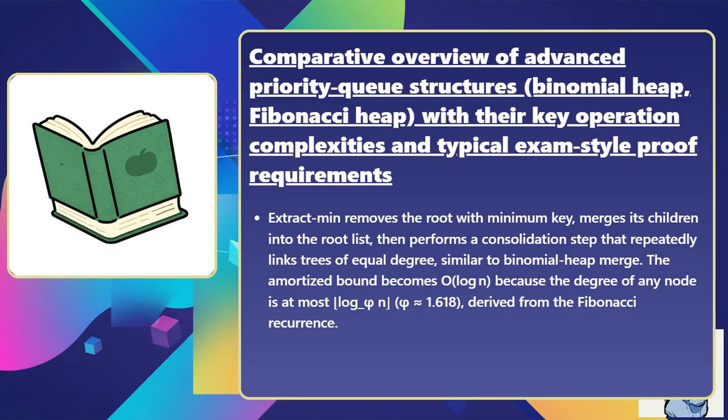Extract min removes the root with minimum key, merges its children into the root list, then performs a consolidation step that repeatedly links trees of equal degree, similar to binomial heap merge. The amortized bound becomes O(log n) because the degree of any node is at most floor(log_φ n), φ approximately 1.618, derived from the Fibonacci recurrence.